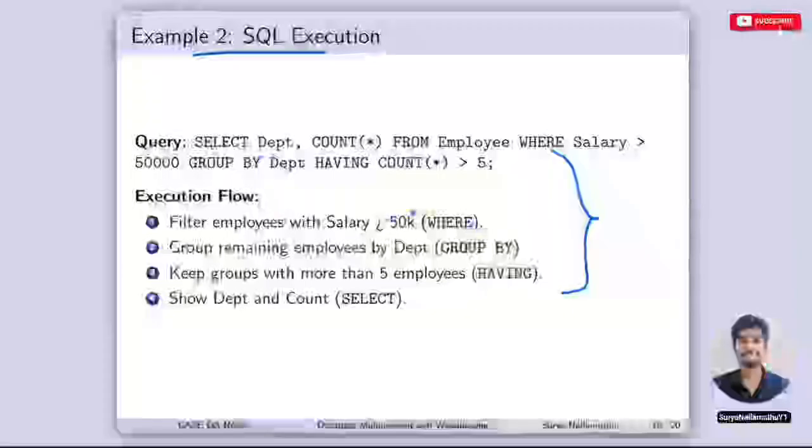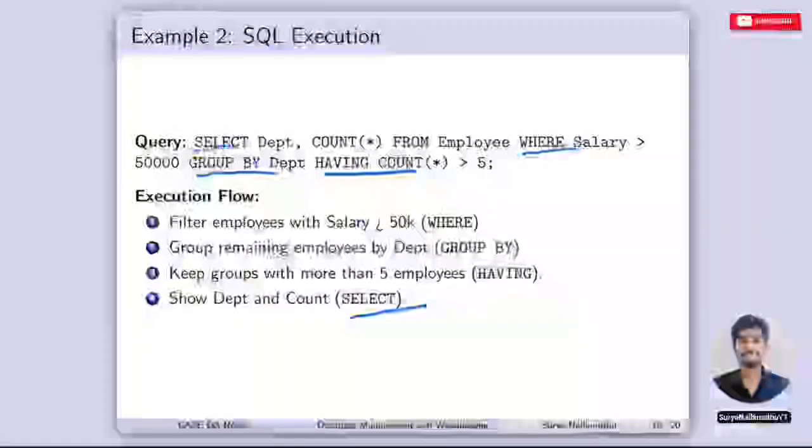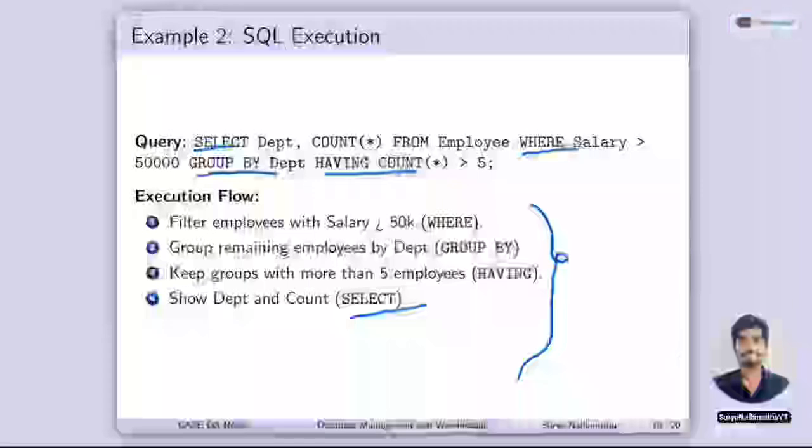First, the where statement will be followed: salary greater than 50,000. Then after that, group by will happen. After group by, the having will happen. After having, the select statement will happen. So this is the execution flow of SQL query execution. This is the flow in which the SQL query is executed.